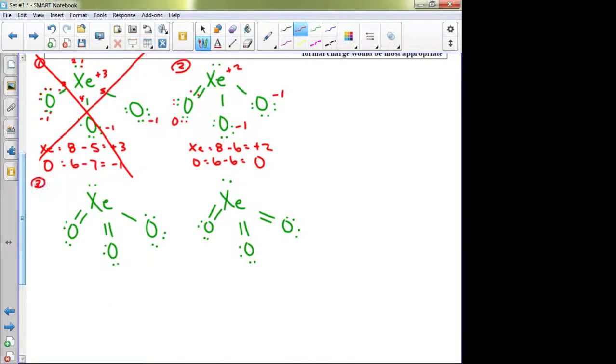Alright, so let's look at the third drawing. I already know my single bonded oxygens are -1. My double bonded oxygens are 0 and 0, because we already figured that out. So now I just have to redo xenon. It normally has 8 valence electrons. I count up 1, 2, 3, 4, 5, 6, 7. 8 minus 7 is +1. So now which drawing is better, the second one or the third one? The third one.